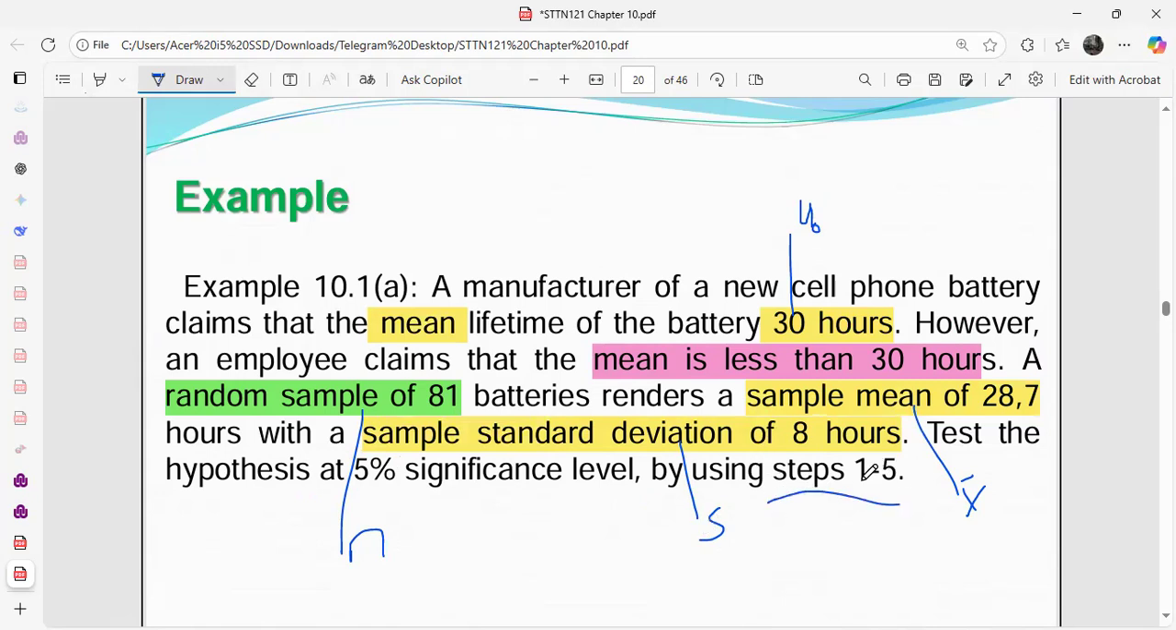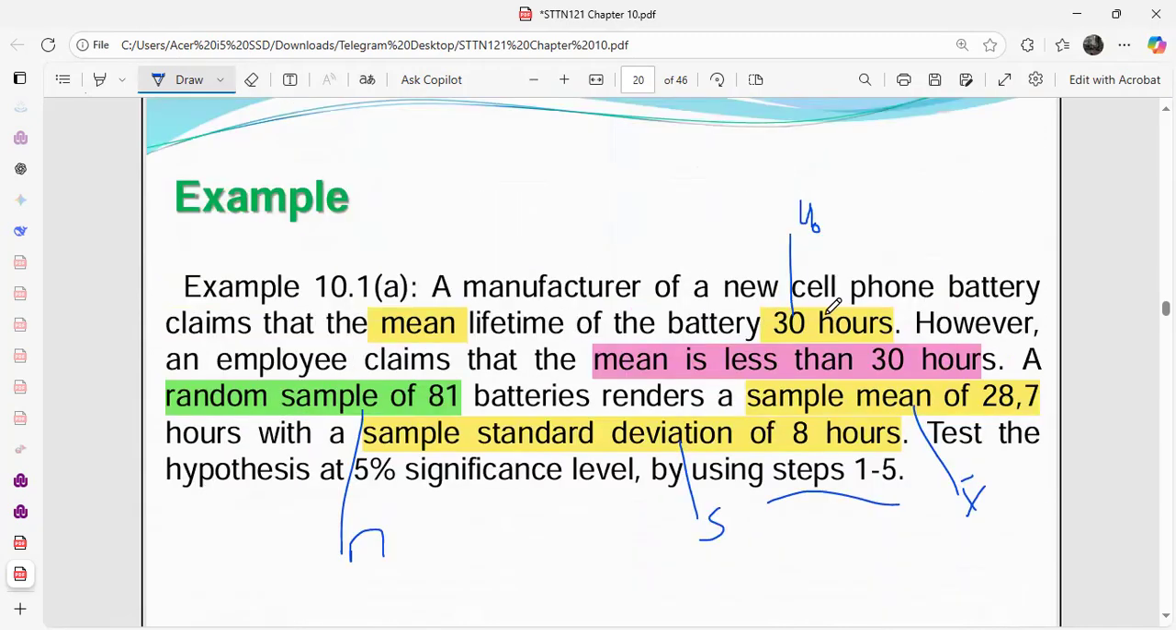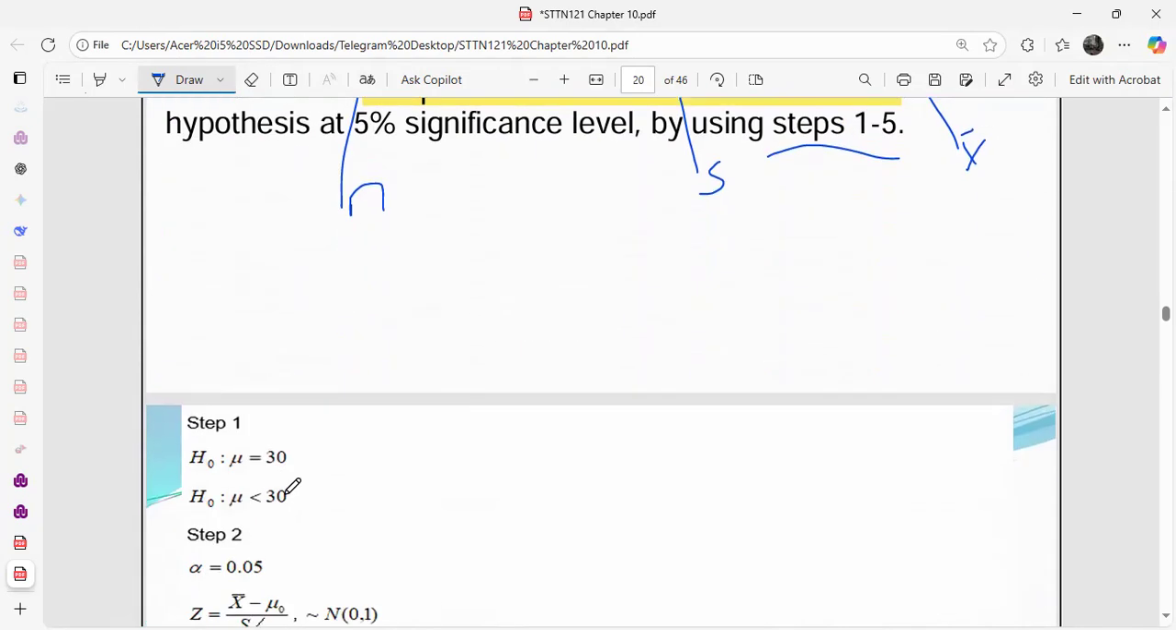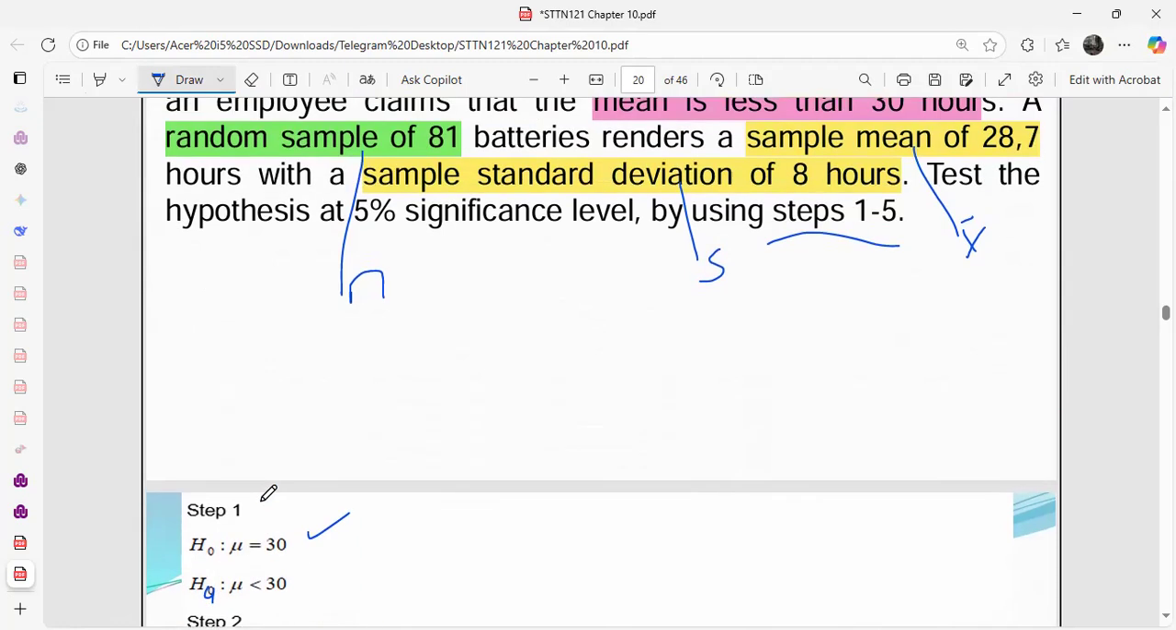You need to know the steps. Step 1, remember, you formulate the null and alternative hypotheses. Let's do step 1. H0, where the population mean is equal to 30. Then HA, they wanted to say A here, not H0, they made a mistake. HA, population mean is less than 30 here.